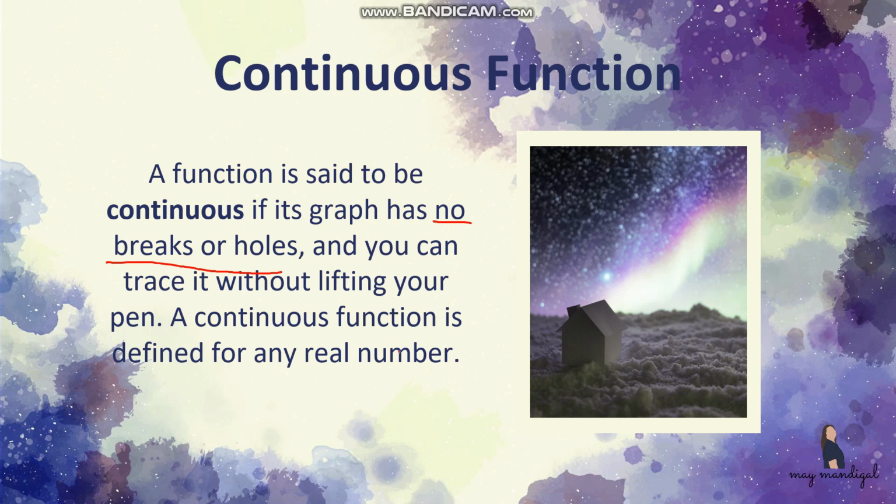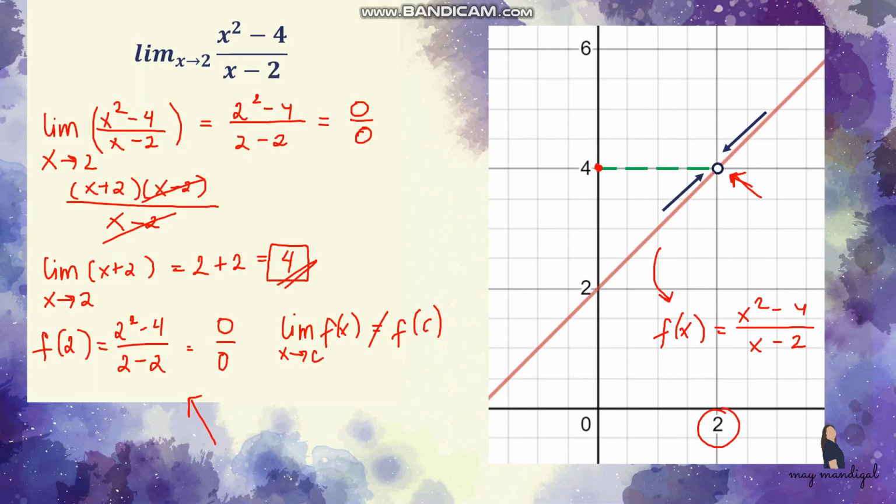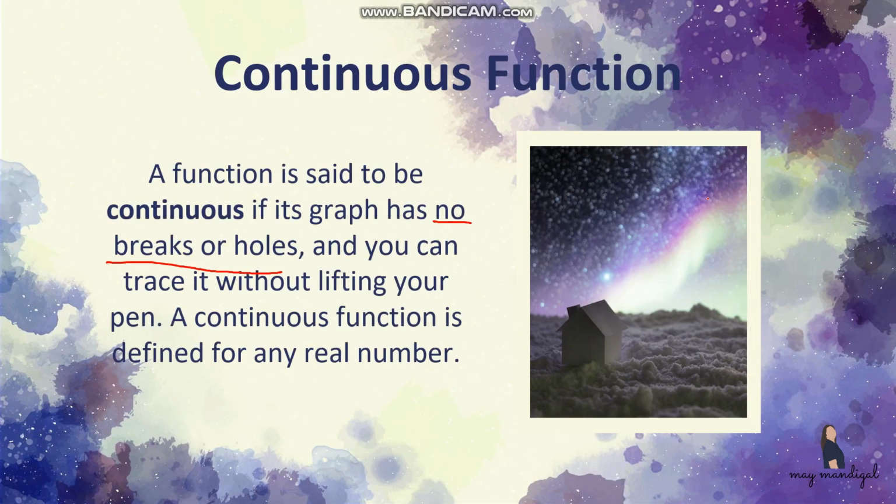In our previous examples, if we go back to the first example, as you can see, there are no holes. So there is a corresponding value for each value of x. But for our second example, you will see that there is a hole here at x equals 2. That means the function breaks at this point because 2 is not part of the domain already. So that is not continuous. And another thing is that you can trace it without lifting your pen.